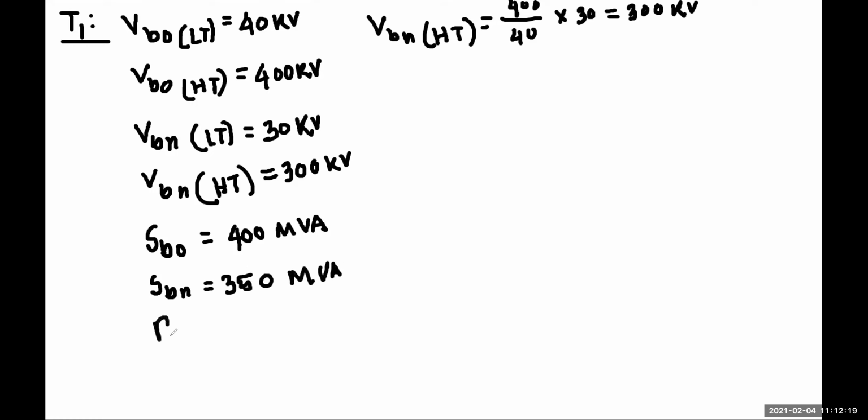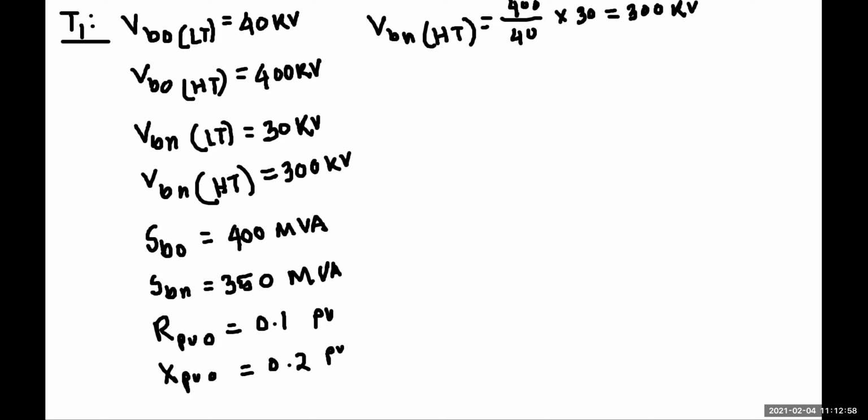What is your R PU old? What is your old value? 0.1. Understood? Yes, sir. What is your X PU? 0.2 maybe. Yes, 0.2. Okay, everyone, got it? Yes, sir. Now you have to find out what? You have to find out X and R, right?